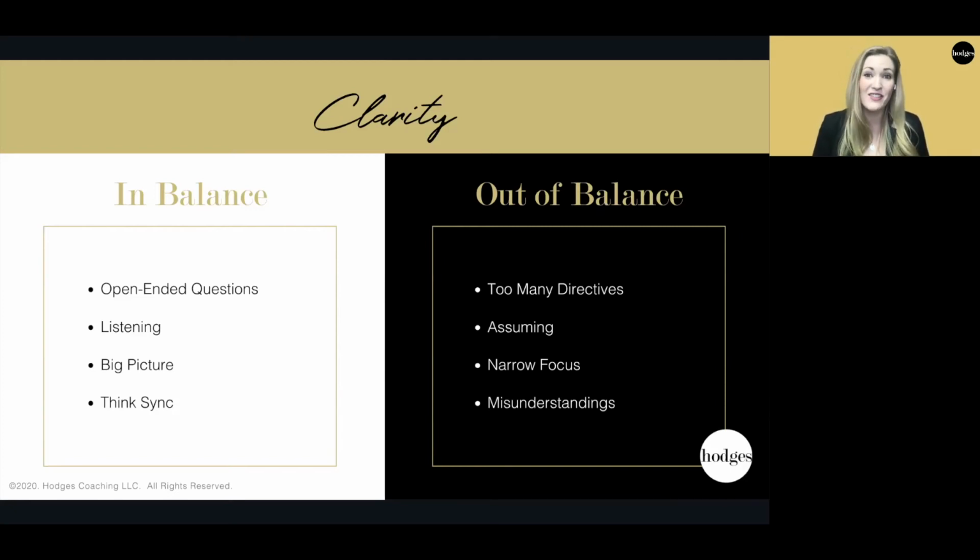And often there is a very narrow focus and many, many misunderstandings. So narrow focus pops up here as well, but more so that it means we're not thinking about the big picture and the vision. So when clarity is in balance, more open ended questions happen like, well, how do you think about this? How would you improve upon that idea? A lot of thinking, a lot of idea generation, and a lot of listening. And listening with the intention to actually implement that person's ideas, not just as a show.